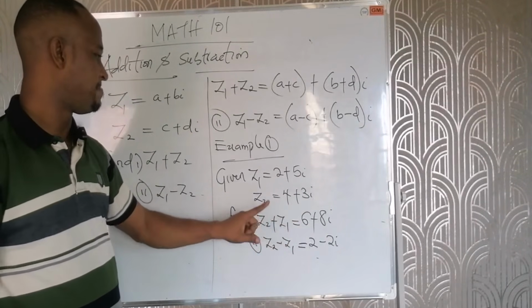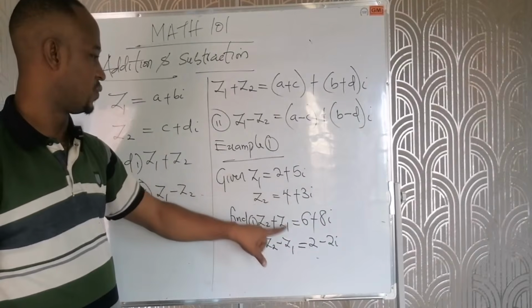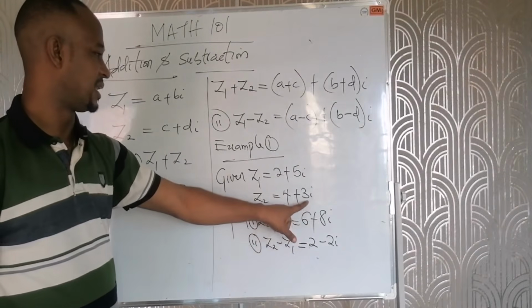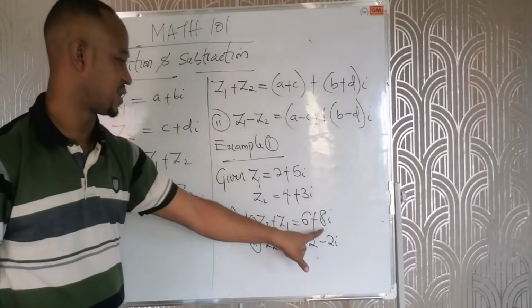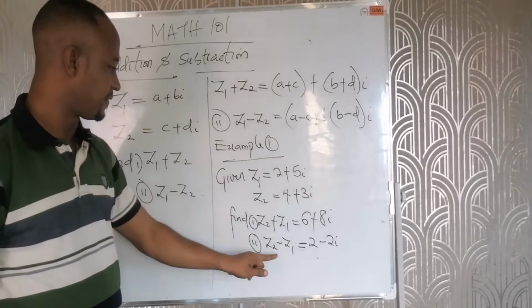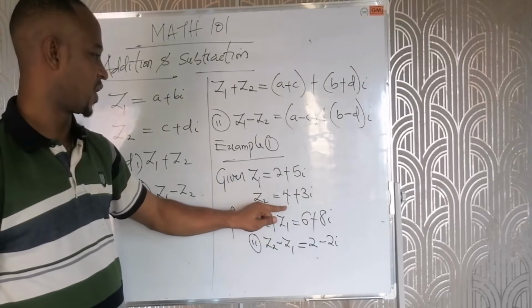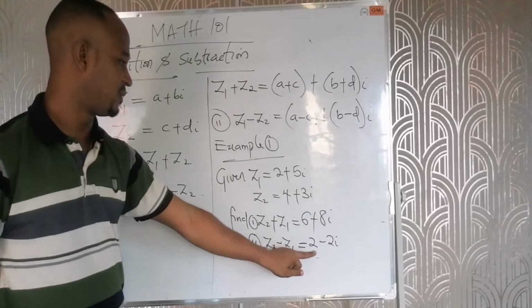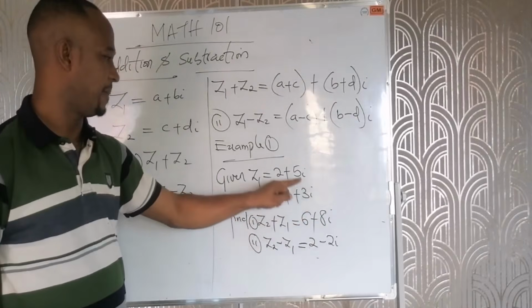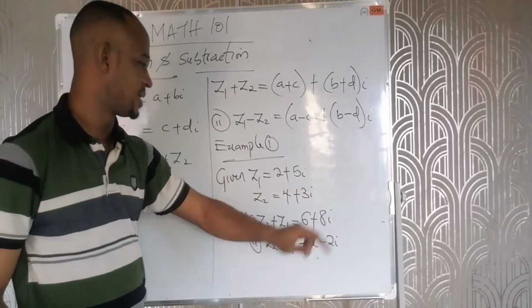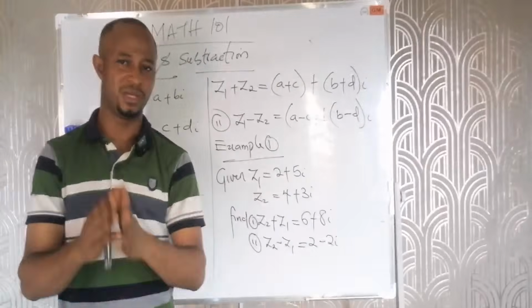Let's repeat again. If Z1 is 2 plus 5I and Z2 is 4 plus 3I, we also find Z2 plus Z1, meaning 4 plus 2. That will give us what? 6. Then 3I plus 5I will give us what? 8I. Then for Z2 minus Z1, we are subtracting this, right? That will give us 4 minus 2, that will give us 2. Then 3I minus 5I, that will give us minus 2I. I hope you are following.